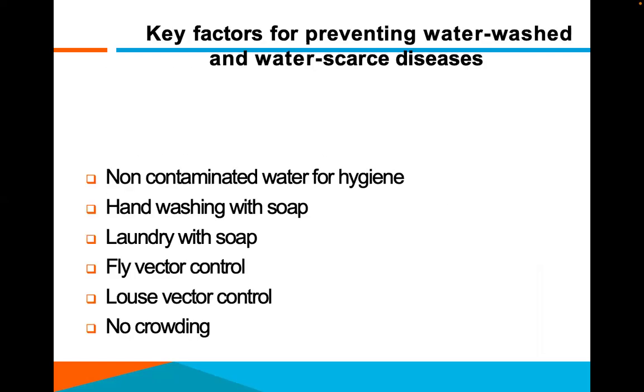And these are all caused by water-washed diseases. Let's look at factors for preventing water-washed and water-scarce diseases. If we are looking at water factors to prevent this, then we are looking at non-contaminated water for hygiene, washing our hands with soap, washing our things with soap, using fly and vector control, and no crowding.